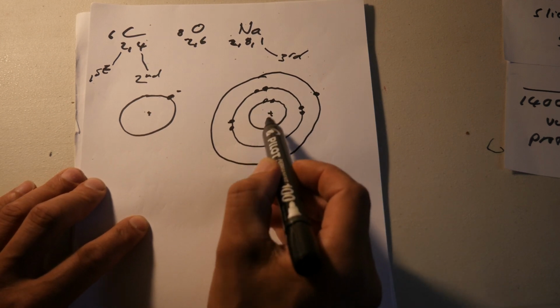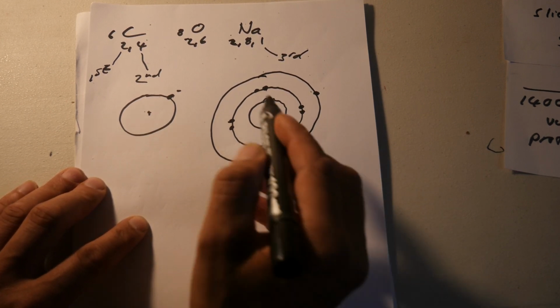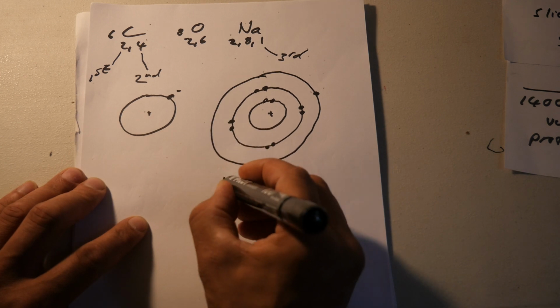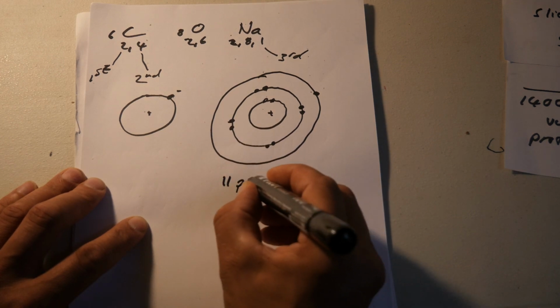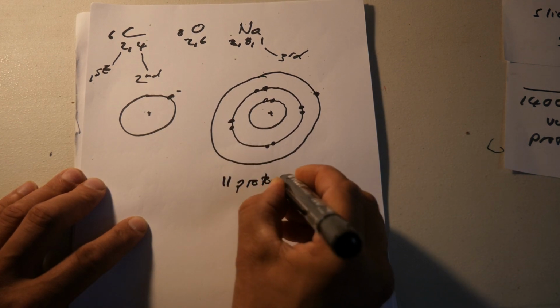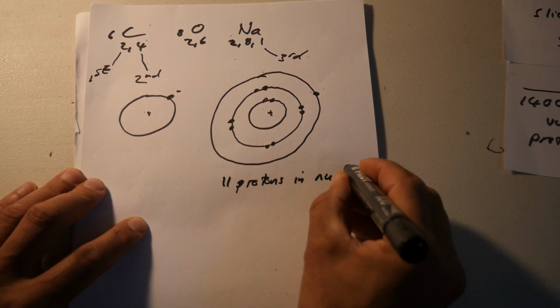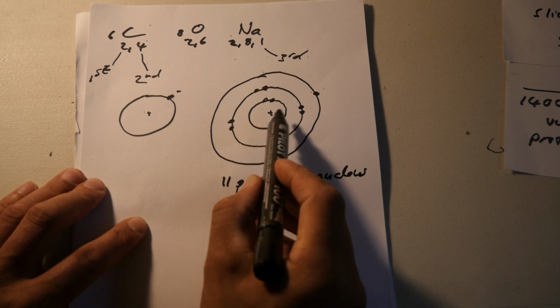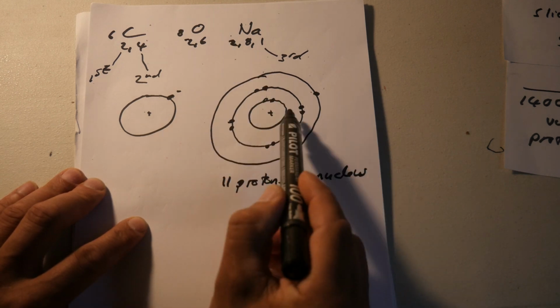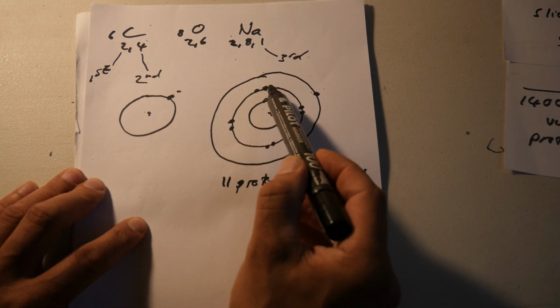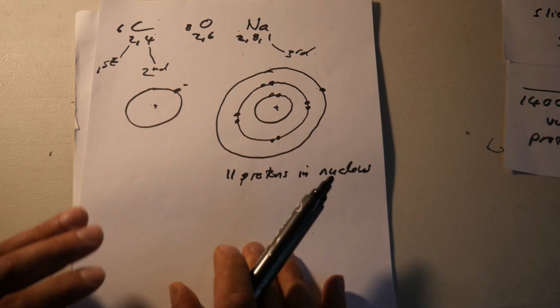So that's the arrangement of electrons in the sodium. There's more than one charge. It's written as 1 positive. This actually has 11 protons. Nucleus. Okay, so 2 electrons in the inner shell, 8 electrons in the second shell, 1 electron in the third shell.